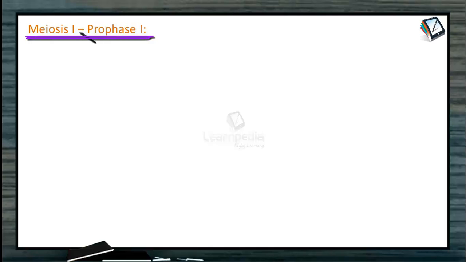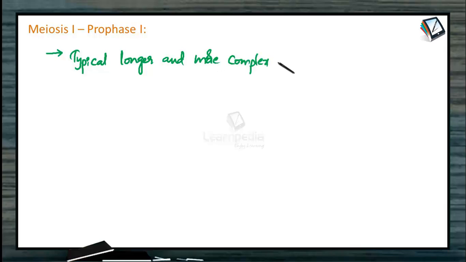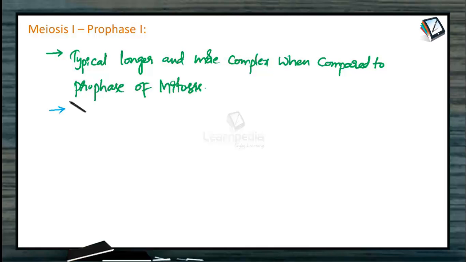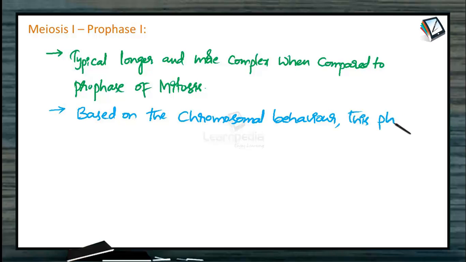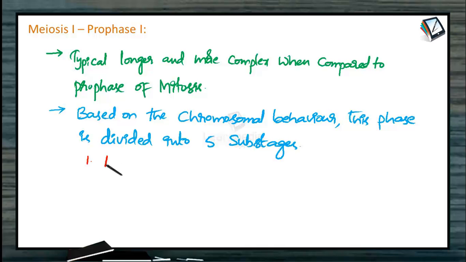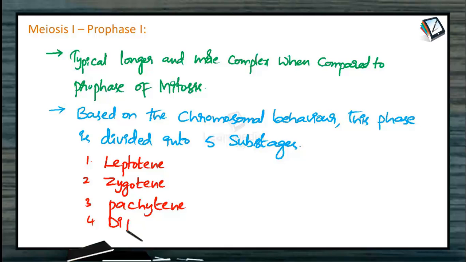Prophase I of meiosis I is typically longer and more complex when compared to prophase of mitosis, because various substages are there that we will discuss later. Here, based on the chromosomal behavior, this phase is divided into 5 substages, namely leptotene, second one zygotene, third one pachytene, fourth one diplotene, and the last one diakinesis. So first one is leptotene.